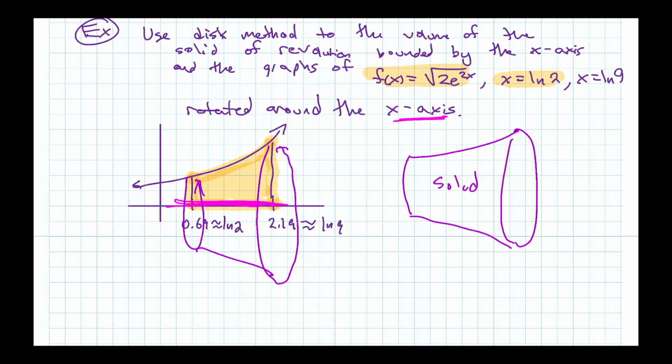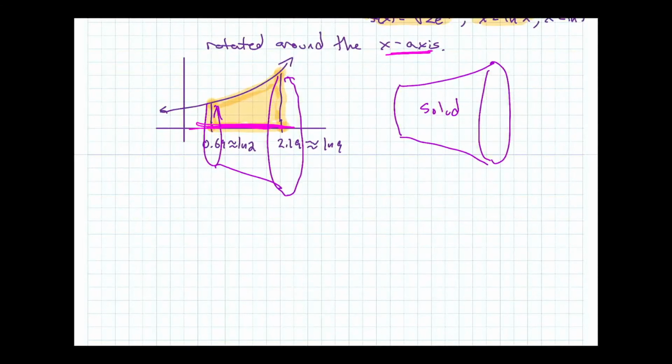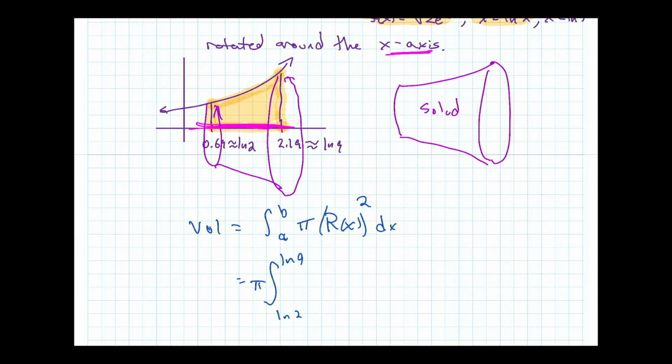And of course, we should be able to figure this stuff out. We know that our formula for the disk method is that the volume is the integral from a to b of pi times the radius squared, dx. So we'll fill in what we know. Your bounds for the x-axis are obviously ln 2 and ln 9. Your pi is just a pi. It can come out of the integral, inside or outside, whatever makes you happy.